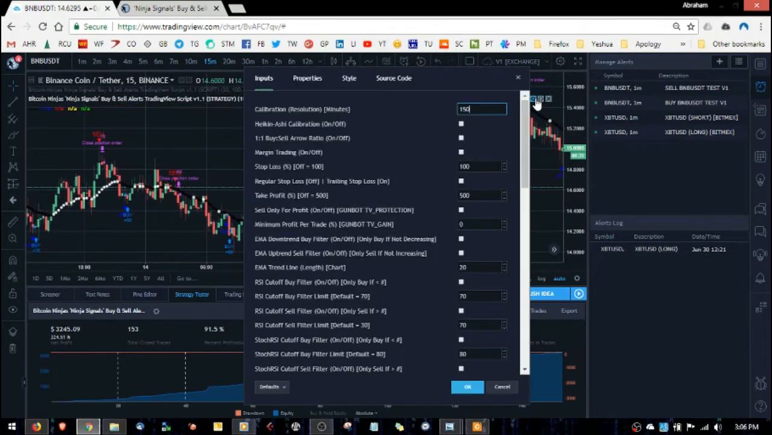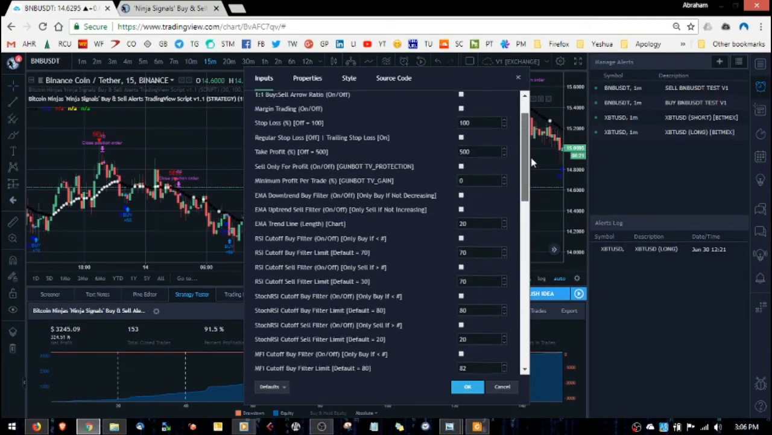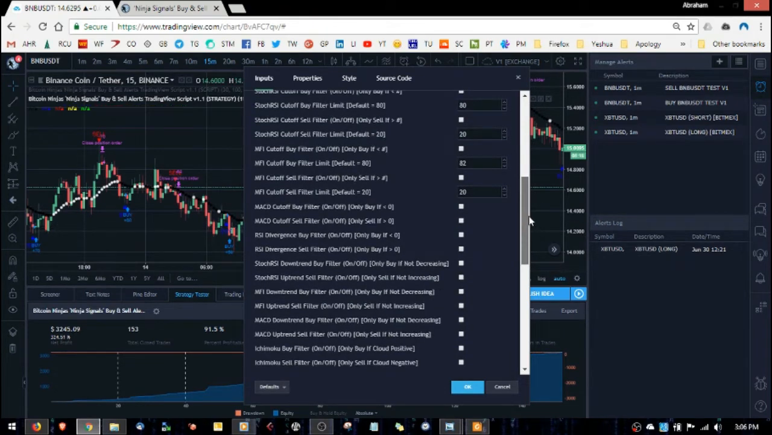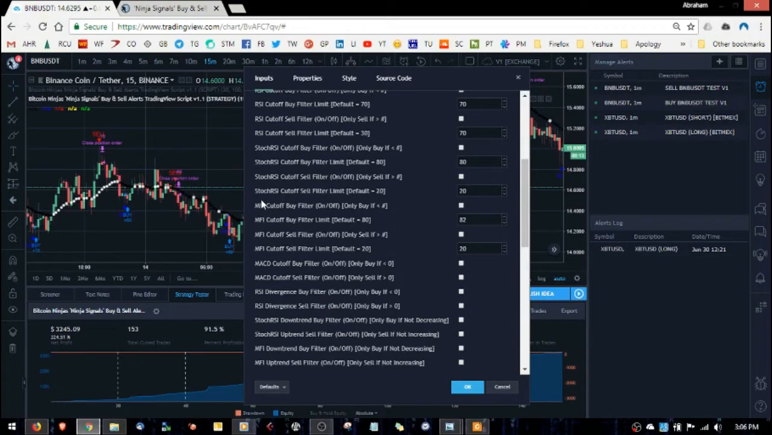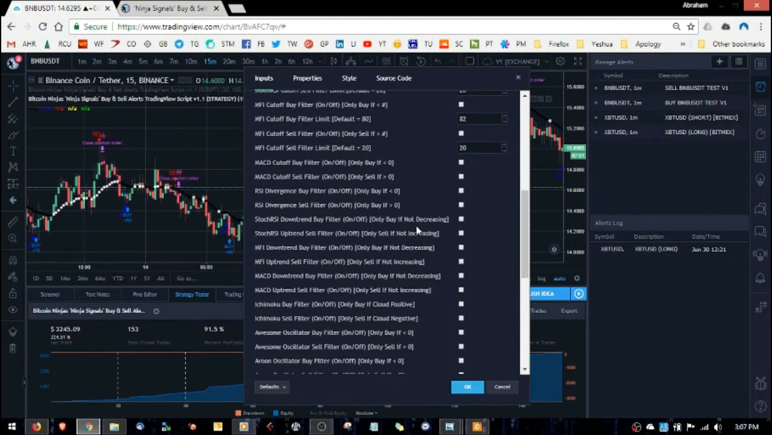So continuing on with the indicators and settings that are coded into the script here, again, we're wrapping up with money flow index. It works very similar to the stochastic RSI and regular RSI cutoff buy and sell filters, except it's going about the money flow index filter. There's also a MACD cutoff buy and sell filter. MACD is a more gradual slow indicator, as many of you know, and so in this particular case, the cutoff buy filter simply works if MACD is less than 0. Then the sell filter works if MACD is greater than 0. So only sell if MACD is greater than 0, and only buy if MACD is less than 0.